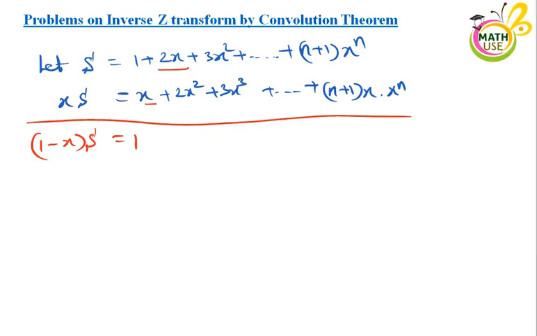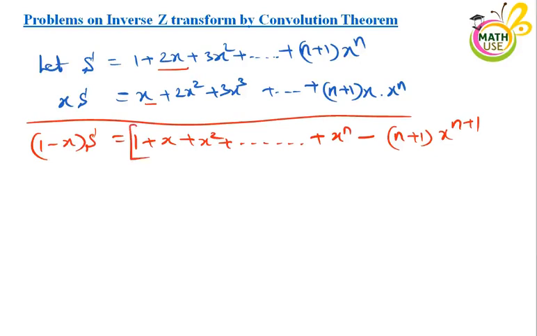So 2x minus x, it is x, so it is plus x. And 3x square minus 2x square, it is x square, so plus x square plus etc. up to, and then the last term here is x power n, then minus n plus 1 into x to the power n, and here n plus 1 into x to the power n, that term will cancel. So you get n plus 1 into x to the power n plus 1.